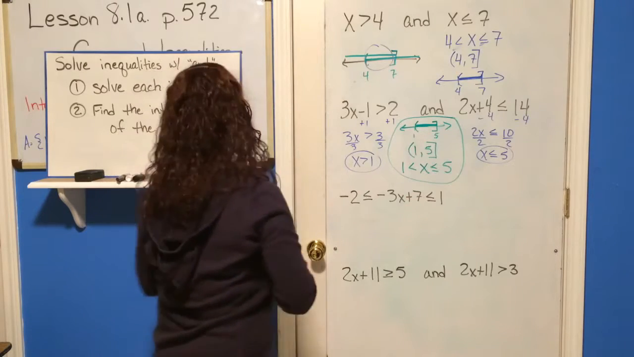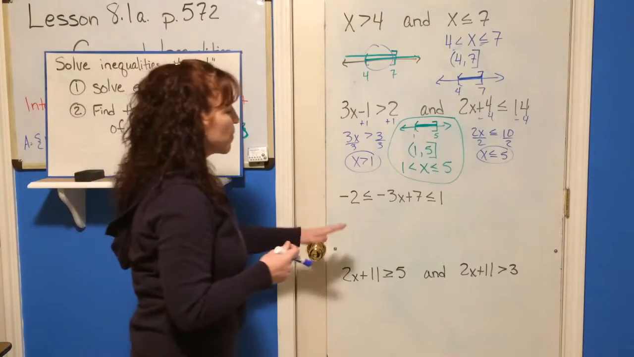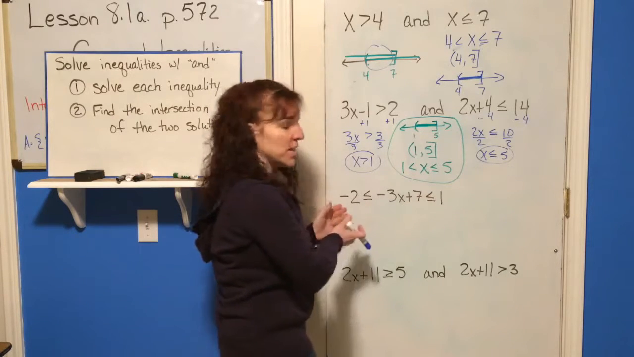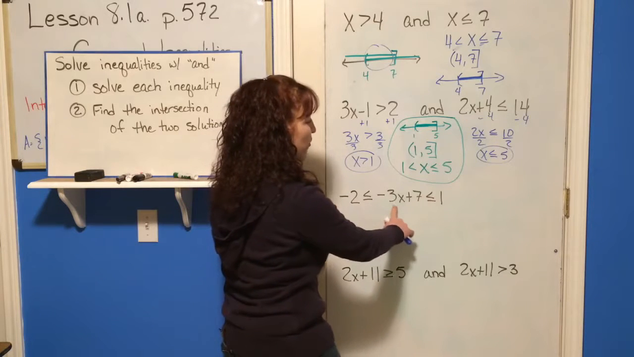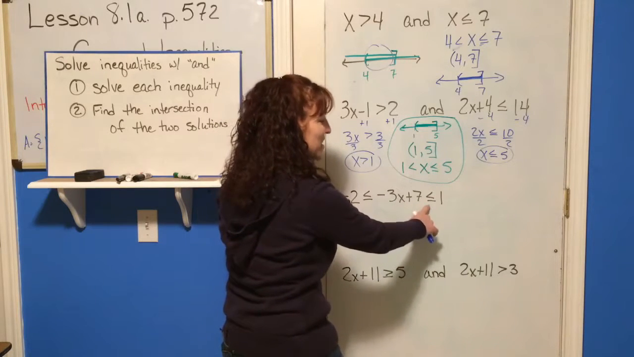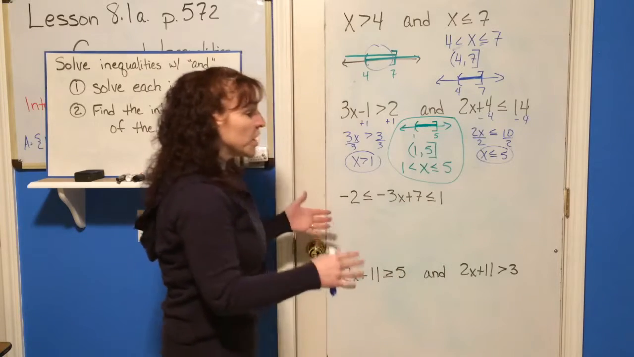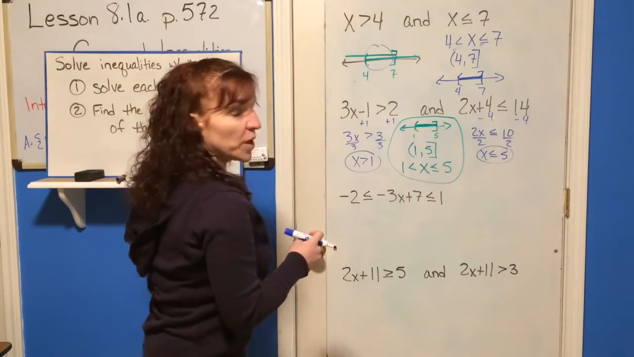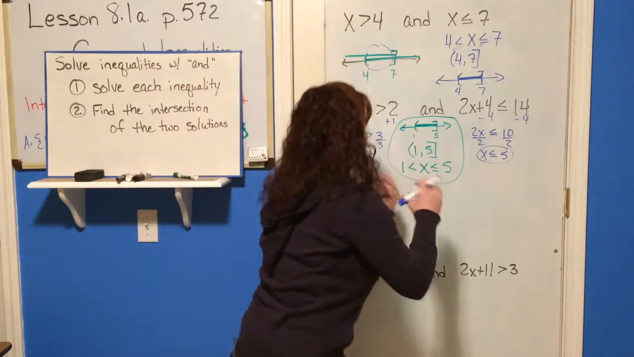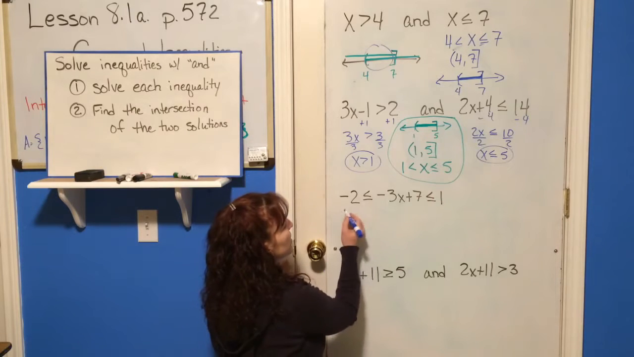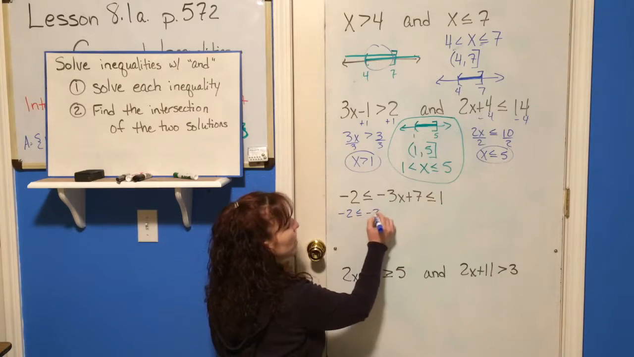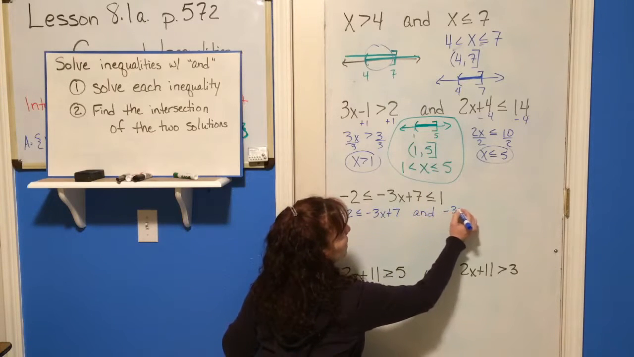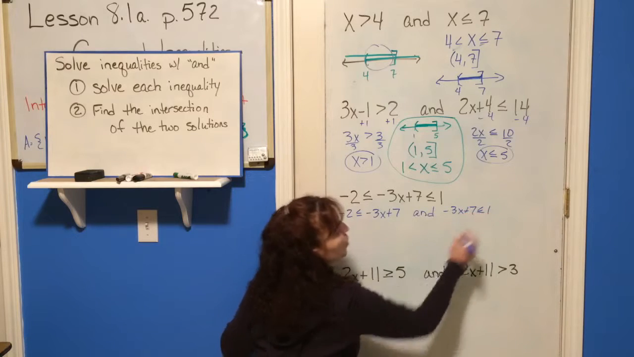All right, same type of thing. Let's do another one. With this, they've already set it up as an "and" statement. So -2 is less than or equal to -3x plus 7, and this is less than or equal to 1. What you're going to have to do in this case is split it up into two inequalities. You need to solve each one of those, so split it up into the two different inequalities. So -2 is less than or equal to -3x plus 7, and -3x plus 7 is less than or equal to 1.